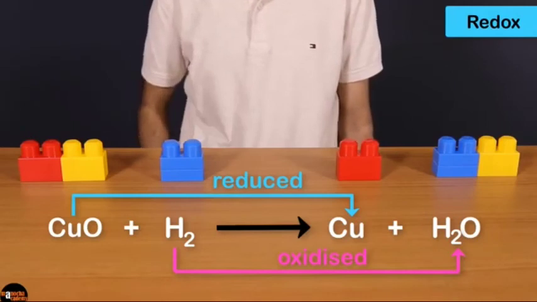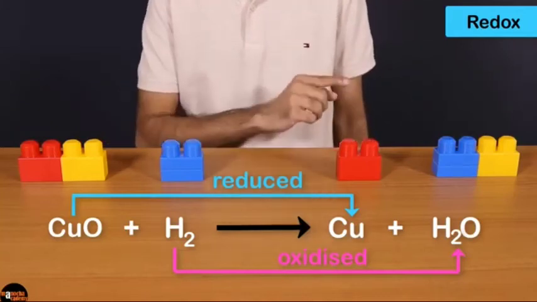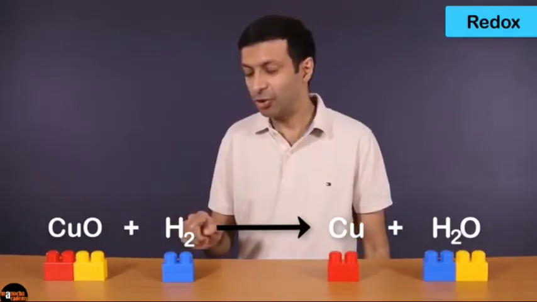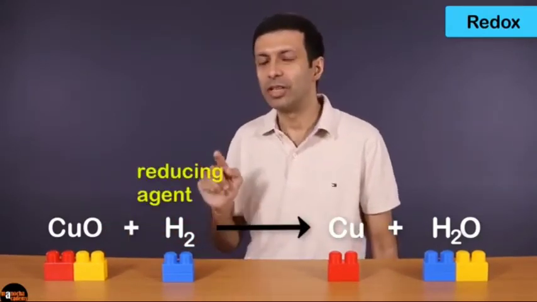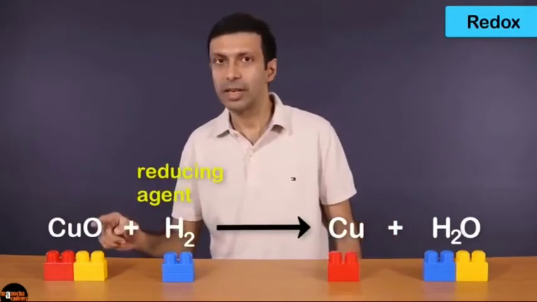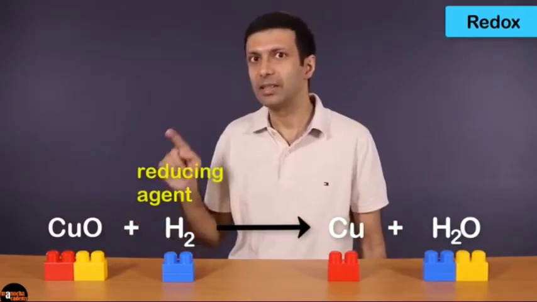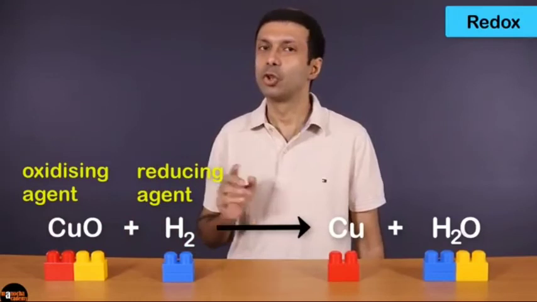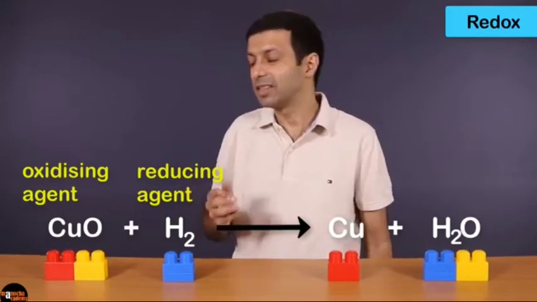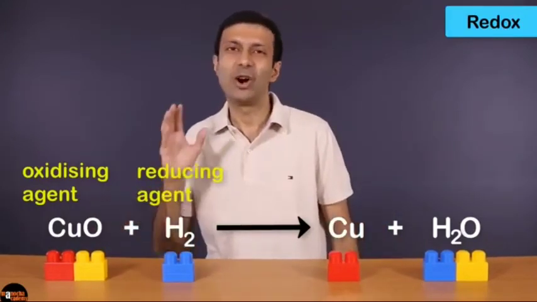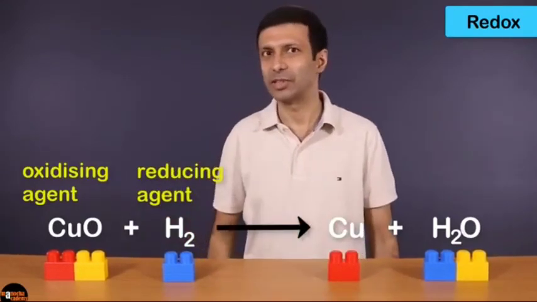And remember, always the reactants get oxidized or reduced, not the products. In this reaction, hydrogen is helping copper oxide to get reduced to copper. So hydrogen is the reducing agent. And copper oxide is helping hydrogen get oxidized to water. So copper oxide is acting as the oxidizing agent. So remember, the substance that gets oxidized is the reducing agent and the substance that gets reduced is the oxidizing agent.